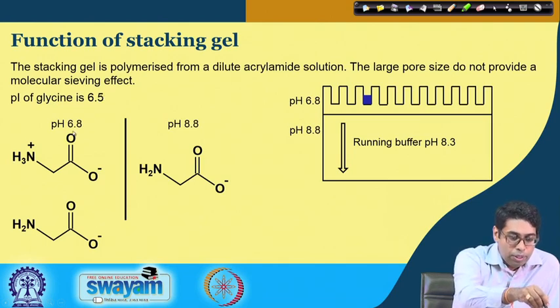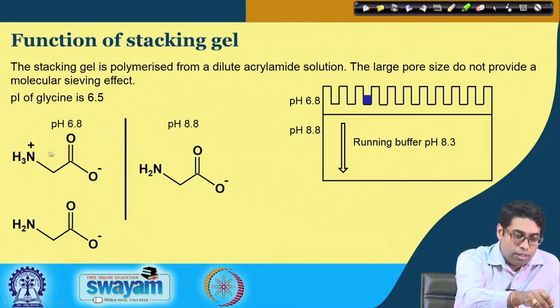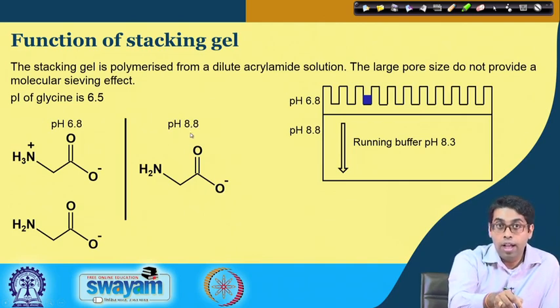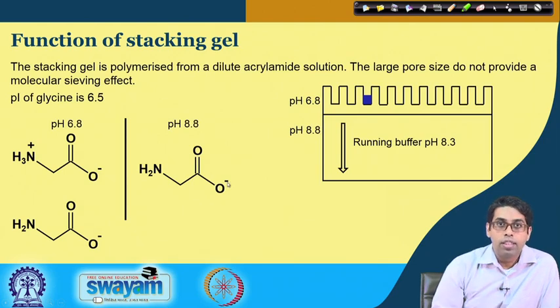So, at pH 6.8, which is very close to its pI, glycine stays in these two different forms. This one is the zwitterionic form, where the carboxylic group is negatively charged and the amino group is positively charged. So, it is neutral, and a small portion of the glycine will be negatively charged. But in the resolving gel, where the pH is high, 8.8, almost all glycine will be negatively charged.